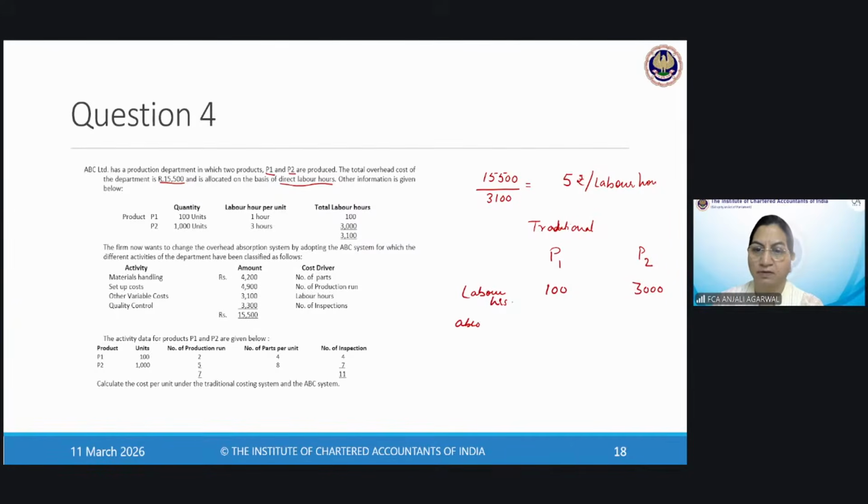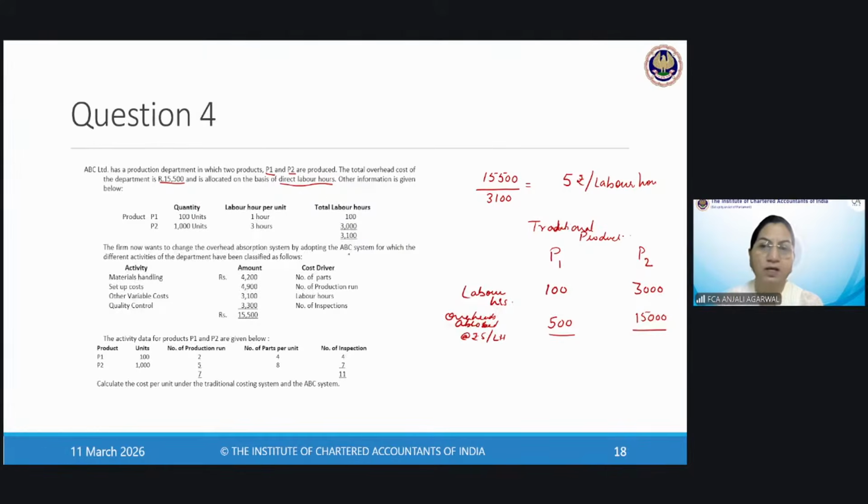Overheads are absorbed at the rate of 5 rupees per labor hour. So P1 will only get 500 rupees as overhead charges, whereas P2 will be bearing 15,000. So all the substantial cost is borne by product P2. Okay, this is the traditional method.